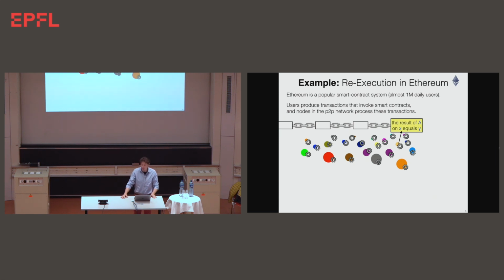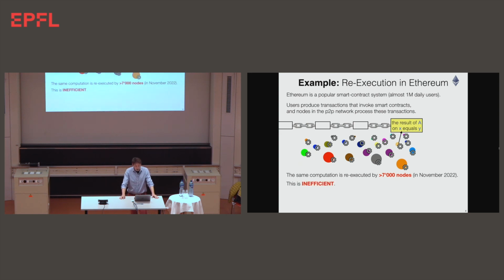So as this picture shows, the same computation, which corresponds to reflecting the new state of the system as a function of transactions, is rerun by every node in the network. I checked yesterday how many nodes are participating in the Ethereum network: it is above 7,000. So the same computation for every block is rerun by over 7,000 nodes. So this is rather inefficient. For example, it means that the entire system is bottlenecked by the weakest node.